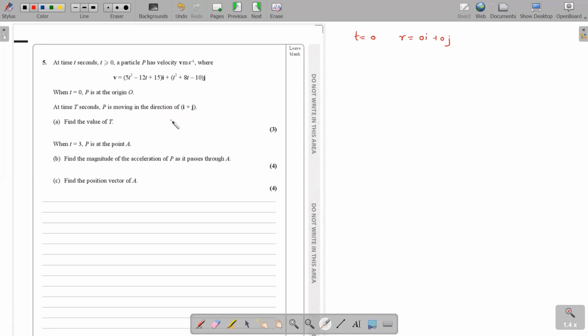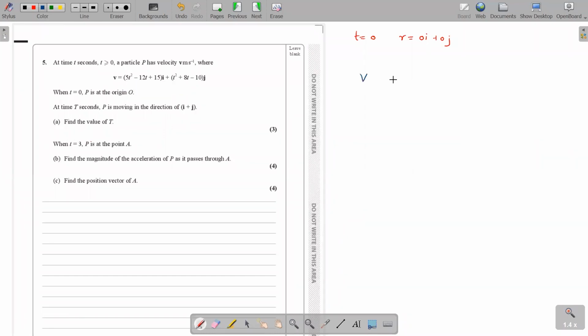This is something similar to what you've done in M1 vectors as well. So when they say the particle is moving in a particular direction, what do you consider for direction? Basically, the velocity vector is the vector that takes direction into account, right? The direction of the object. You can see the direction of your particle by considering the velocity vector. So when they tell you that the particle is moving in this particular direction, consider the velocity vector.